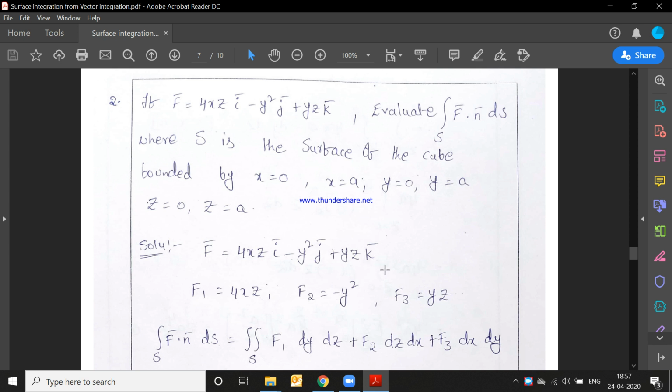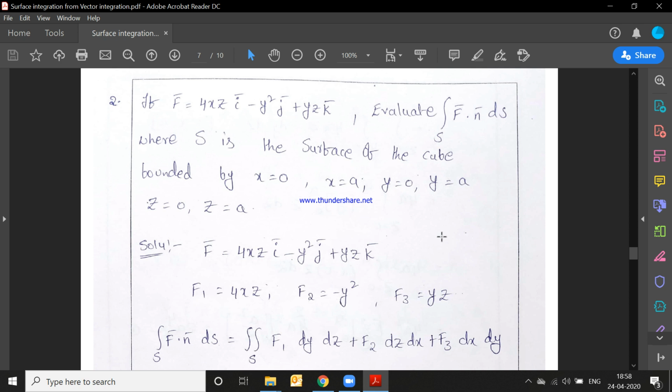Hello everyone. Today we will discuss surface integration with an example: how to find the surface integration of the given vector by using the cube. Here the surface is a cube bounded by the planes x equals 0, x equals a, y equals 0, y equals a, and z equals 0, z equals a. The given vector is f bar equals 4xz i bar minus y square j bar plus yz k bar, and evaluate the integral over S of f bar dot n bar dS, where S is the surface of the cube bounded by these 6 surfaces.